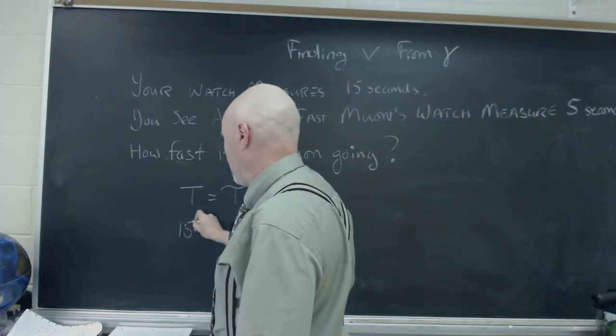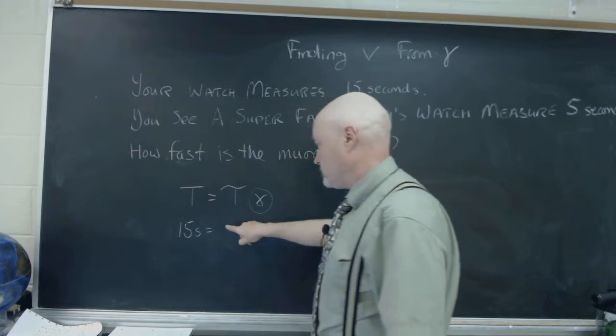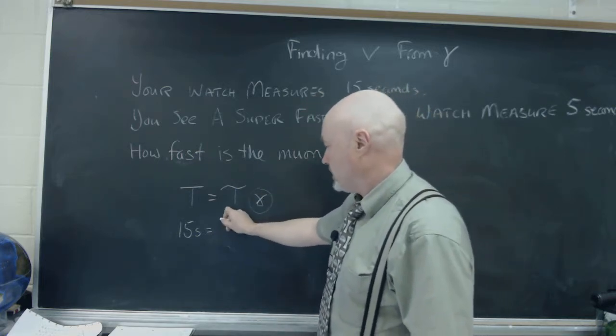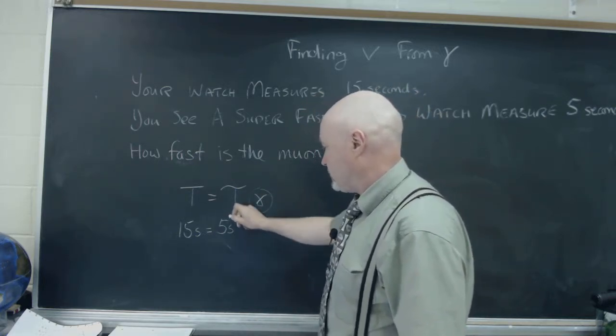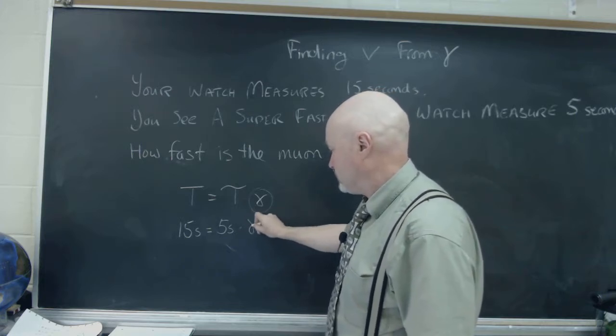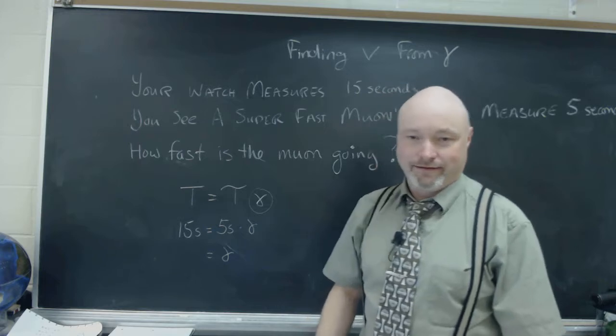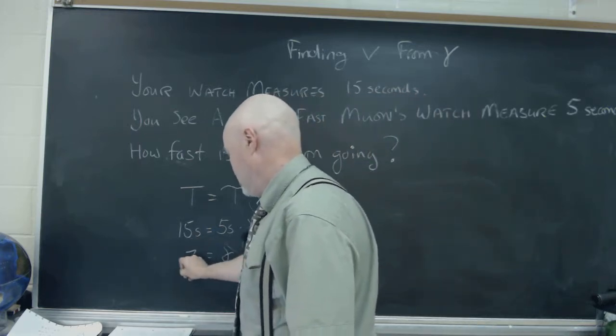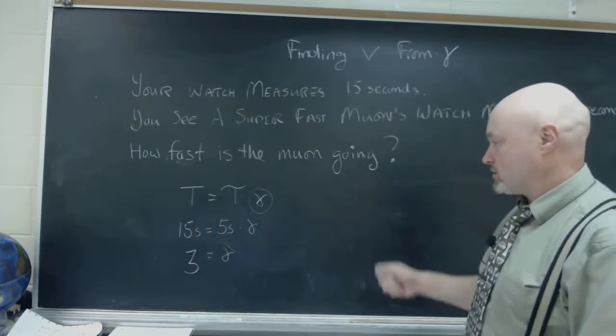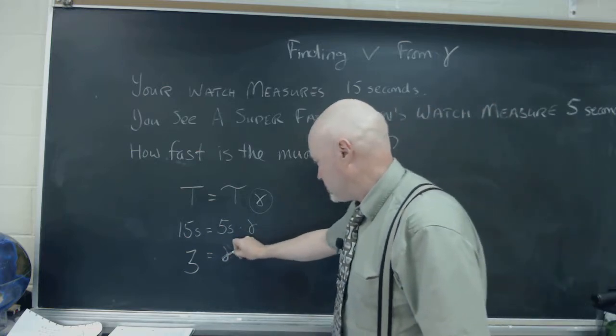So time in our reference frame, as viewed from the muon's reference frame, has been dilated to 15 seconds from 5 seconds. And so even I can do this math. Gamma is 3. Okay, so gamma is 3. And I like the fact that it's just gamma.